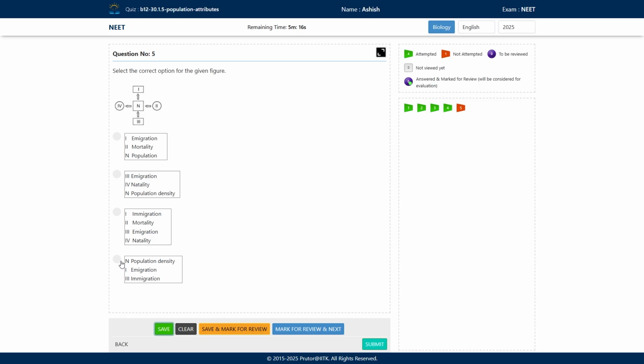The correct answer here will be option D. N is the population density. The first one is the emigration. You can see the people are leaving a particular habitat. And then the third is the immigration. People are entering into the population. More individuals are entering a particular habitat.